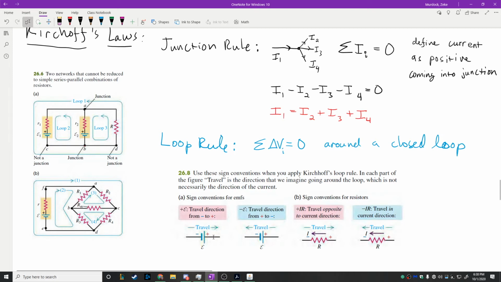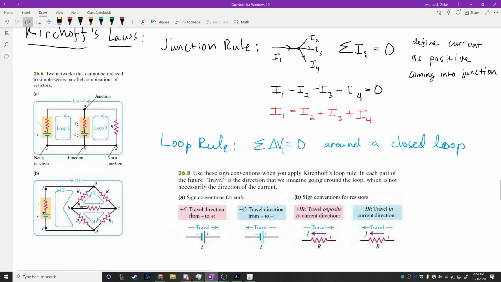Is it the negative side or the positive side? Which point is at a higher potential? Positive side, right? This could be like 10 volts. This could be 0 volts. So if I jump from here to here, I've gone uphill. I've gone from a low potential to a high potential.